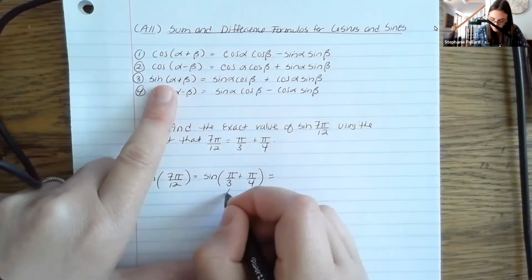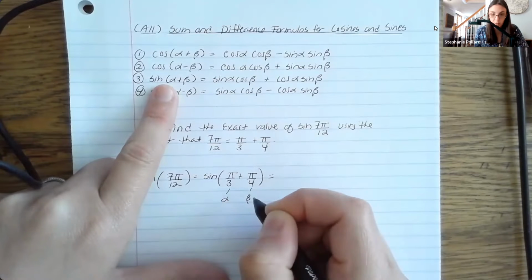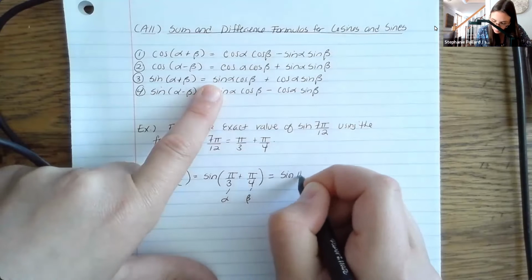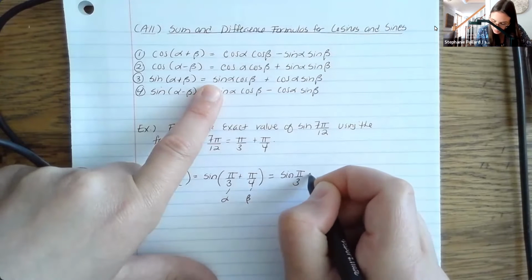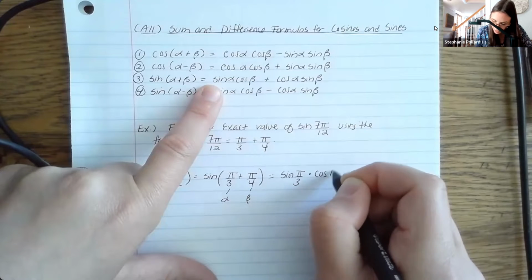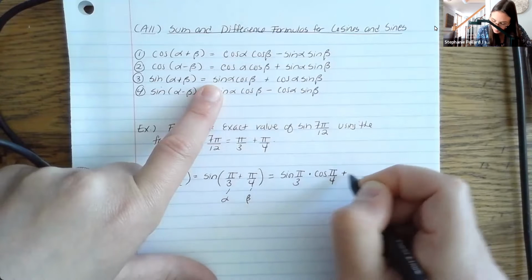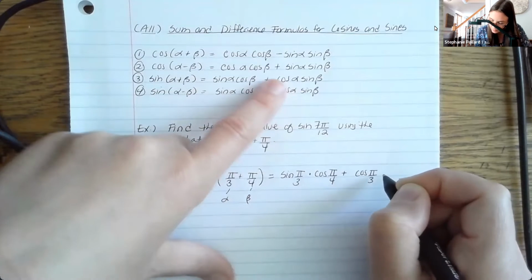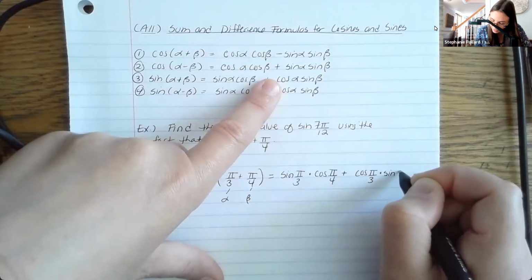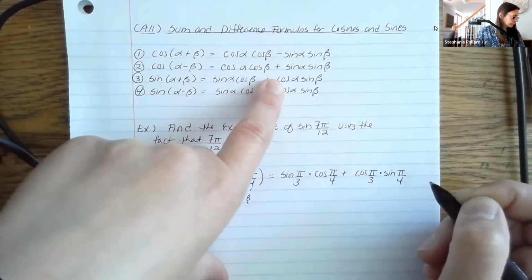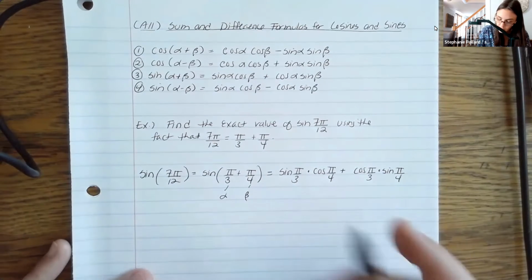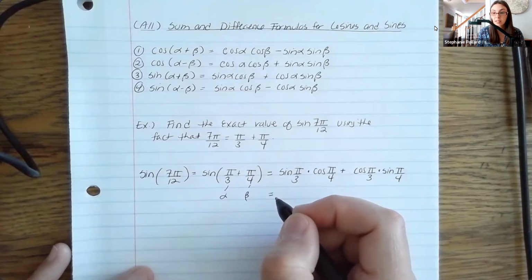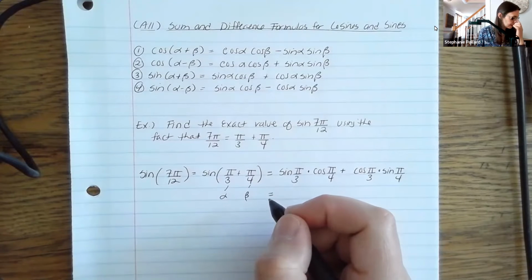So this is my alpha, this is going to be my beta, and I'm using the addition formula. So it's going to be sine of pi over 3 times cosine of pi over 4 plus cosine of pi over 3 times sine of pi over 4. Now, again, these should be angles that you are familiar with, or if you're not, you have them easily accessible on a note card or a table written down somewhere.